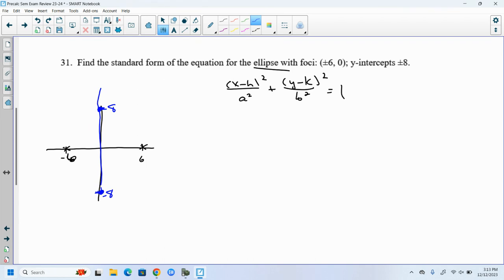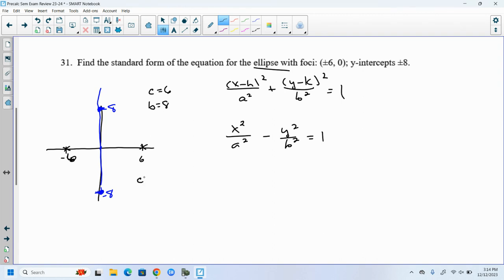Now, if you take a look, the way it is set up, the foci are plus or minus 6, that means my center is at 0, 0, which means this just boils down to x squared over a squared plus y squared over b squared equals 1. Now, the distance from the center to the foci is your c value, which is 6. The distance from the center to these y-intercepts will be your b value, because that's not going to be the vertices. It's going to be the b value, which is 8.